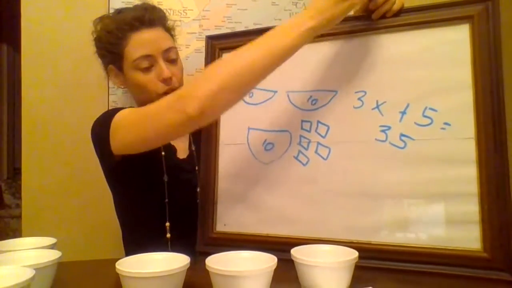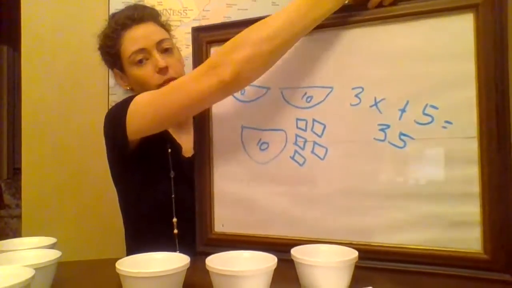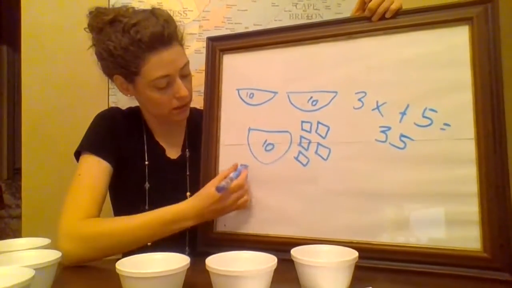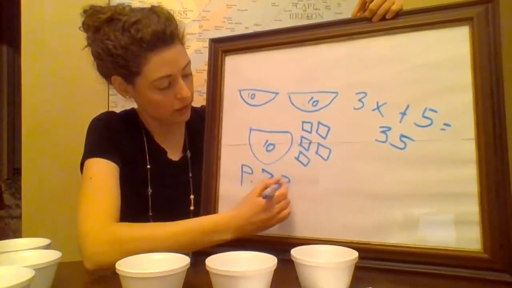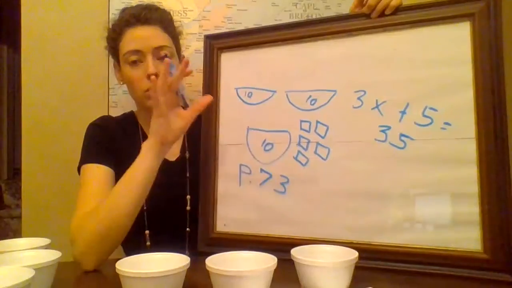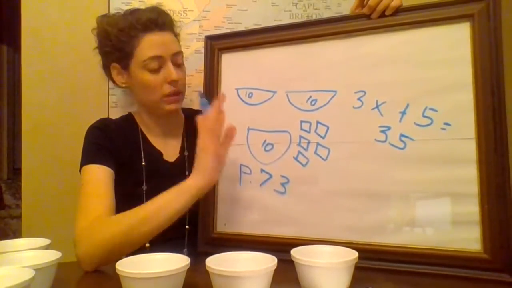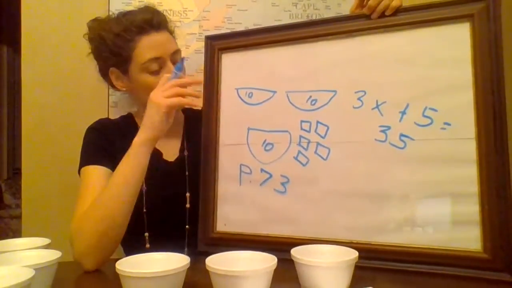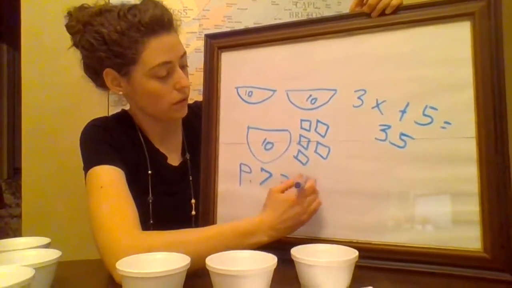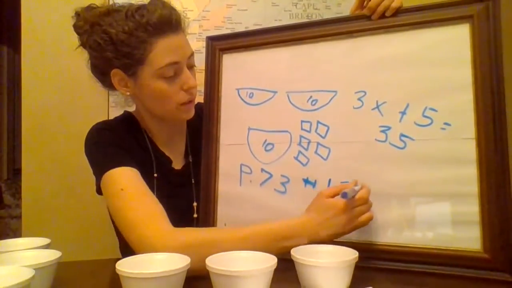So for homework, you guys are going to work on page 73. And there's a similar game modeled on the page for you with paper bags and apples. So you can try that. So you're going to do numbers 1, 2, and 3.